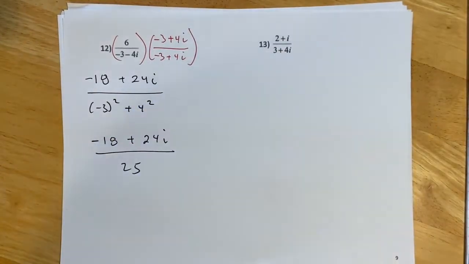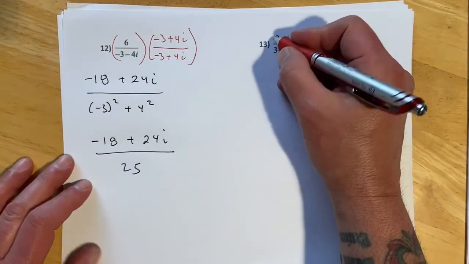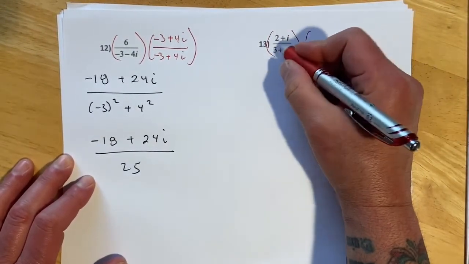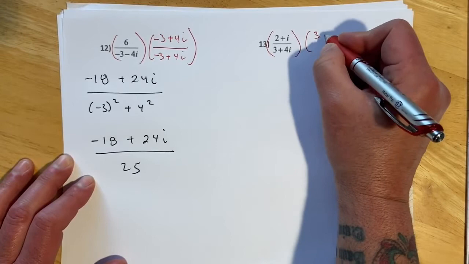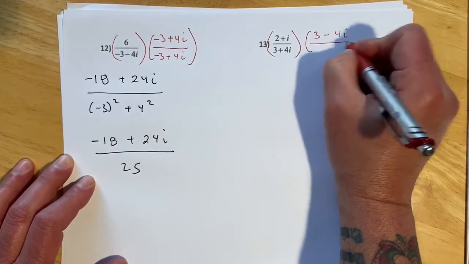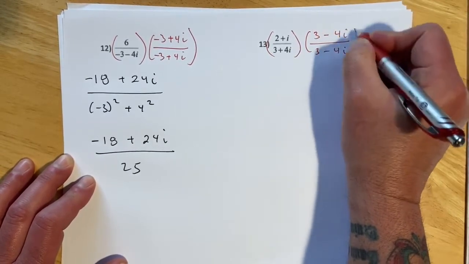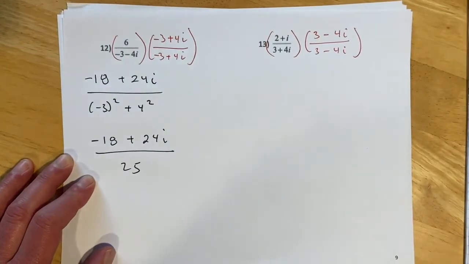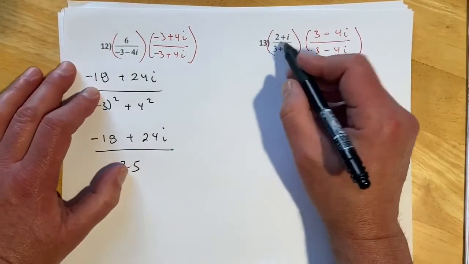This one, same basic idea, the numerator is just a little bit more complicated this time. So 3 plus 4i, so our conjugate's going to be 3 minus 4i. And so this time we're going to have to do a little bit of FOIL for the numerator.